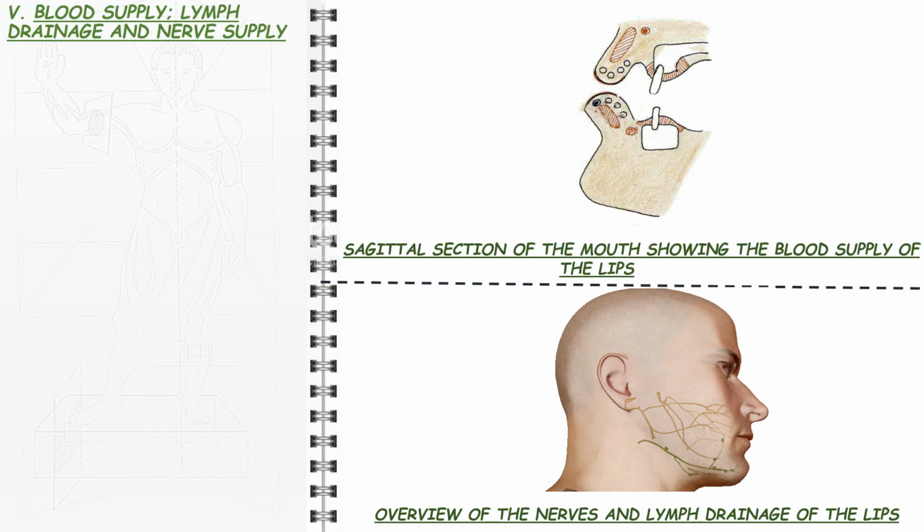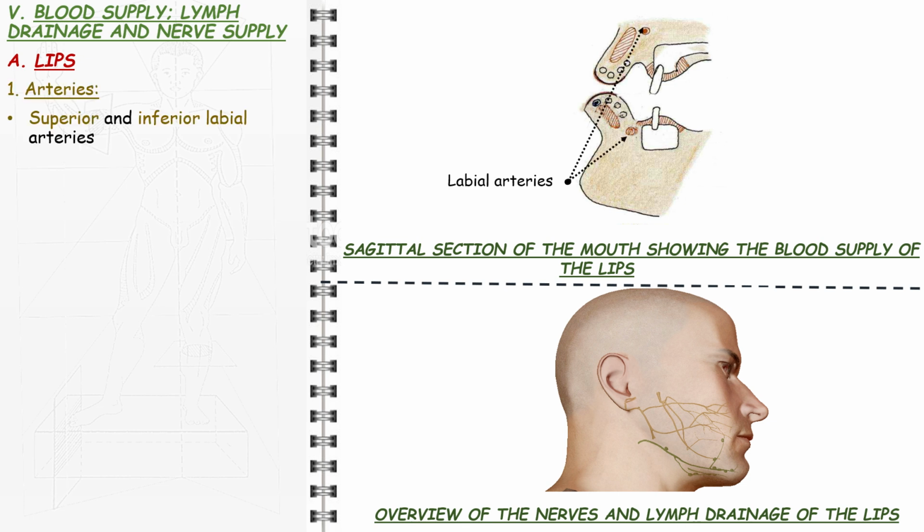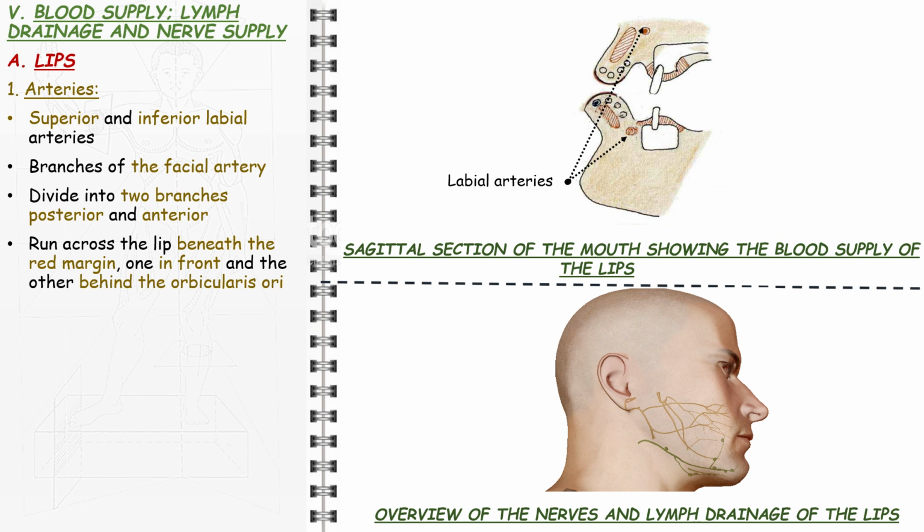The arteries of the lips are the superior and inferior labial arteries. They are branches of the facial artery. Each of them divides into 2 branches, posterior and anterior. They run across the lip beneath the red margin, one in front and the other behind the orbicularis oris, and anastomose end to end at the midline.